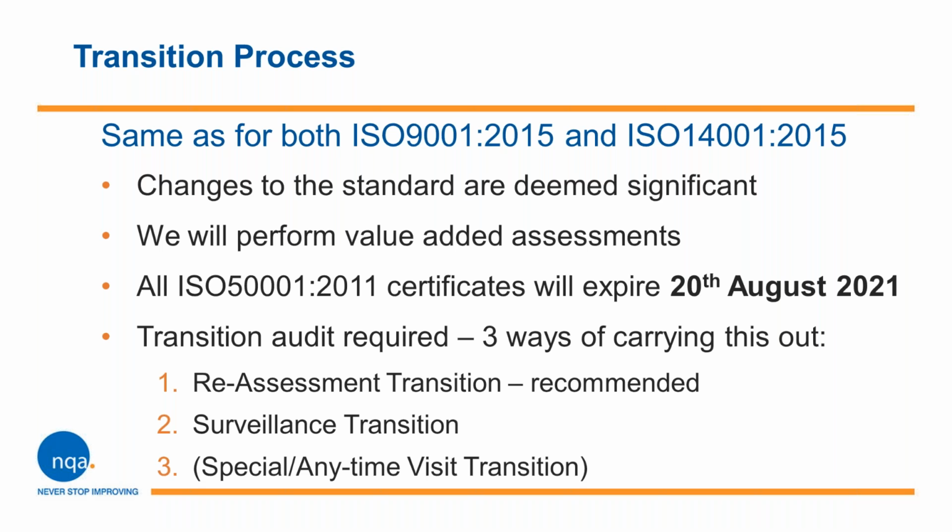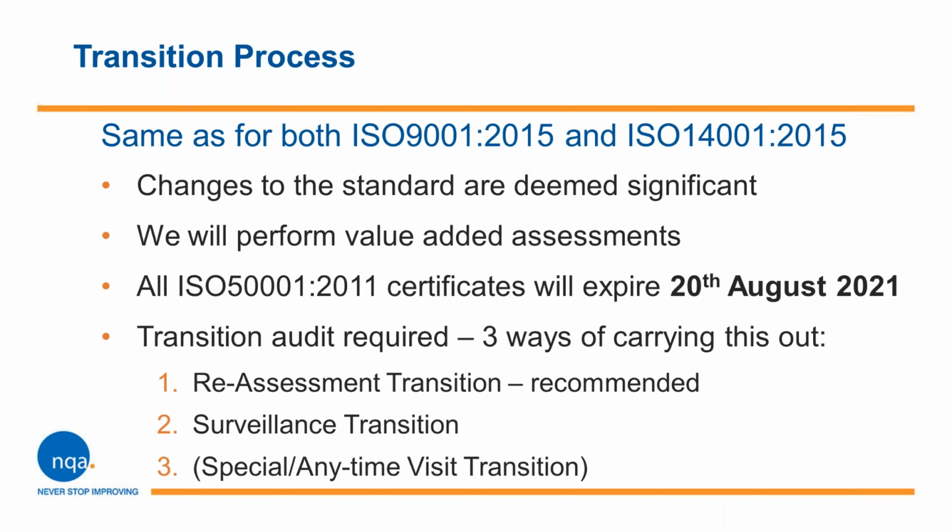We're not allowed to offer consultancy. We can't do that, but we can help you, we can guide you, we can point you in the right direction. All 50001:2011 certificates will expire on the 22nd of August, if you want to just make a note of that, 22nd of August now 2021. And there's three ways of transitioning. You can either transition at a reassessment, and that's what we're recommending people do. You can transition at a surveillance visit, or you can transition at any time. Now, the point that I made earlier, we have to receive UKAS accreditation before we can issue certificates.